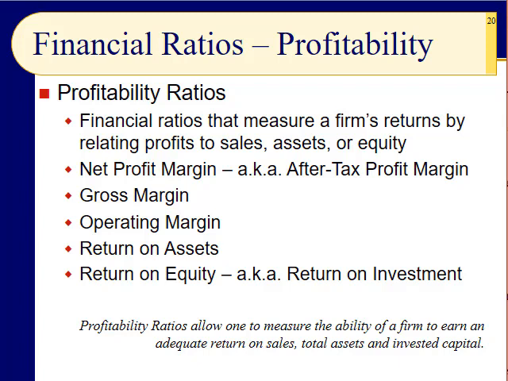They measure a firm's returns by relating profits to sales, profits to assets, or profits to equity. And the one you often hear the most about is the net profit margin, although in the earnings calls you might have heard them talk about their gross margin or their operating margin. And then you'll often hear the analysts talk about the return on assets, the return on equity. So profitability ratios allow us to measure the ability of a firm to earn an adequate return on their sales, on their total assets, and their invested capital.